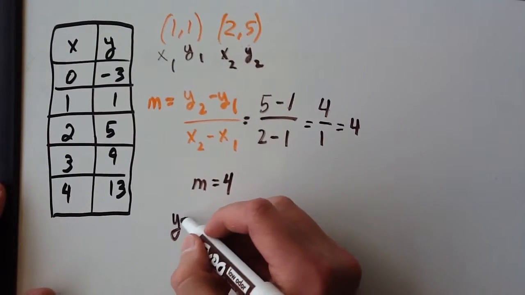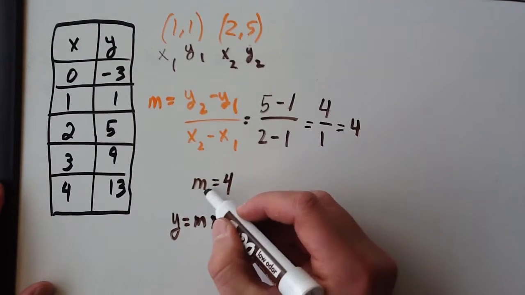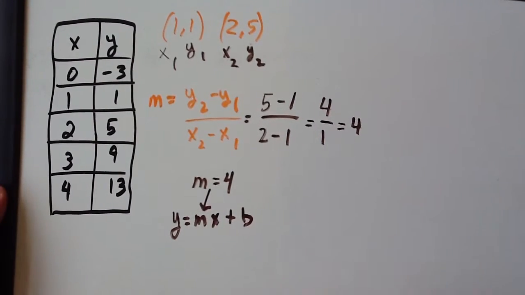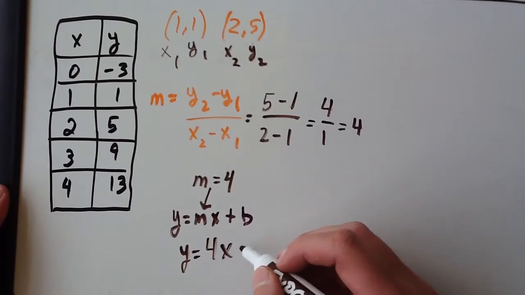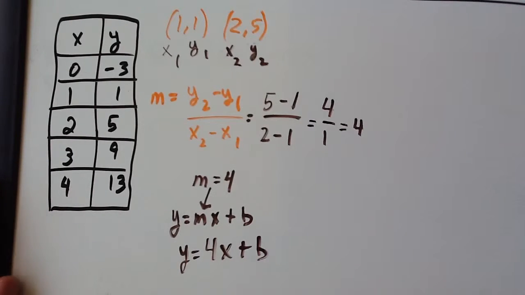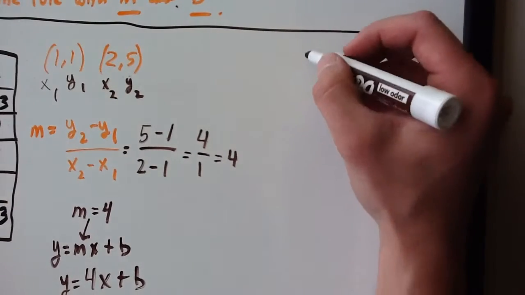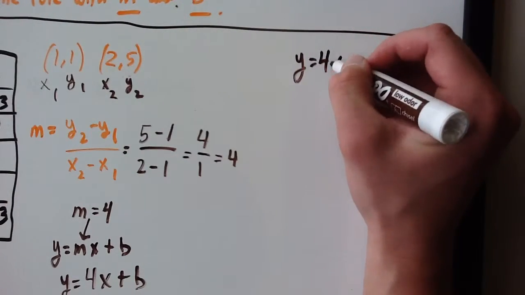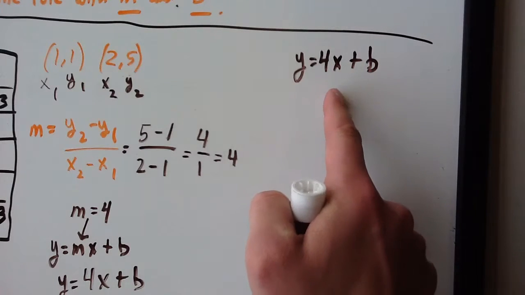So in the equation, y equals mx plus b, I would take m and plug it in there for m. So y equals m, which is 4x plus b. So I have my slope. Next, number 2, I need to find b. So if this is my equation now, y equals 4x plus b, I'm going to pick any ordered pair and plug their x and y values into this equation.